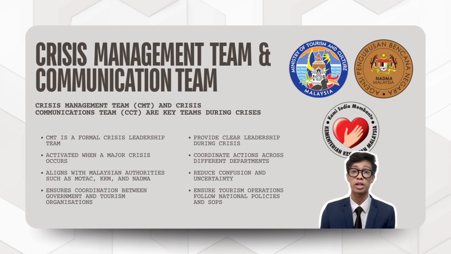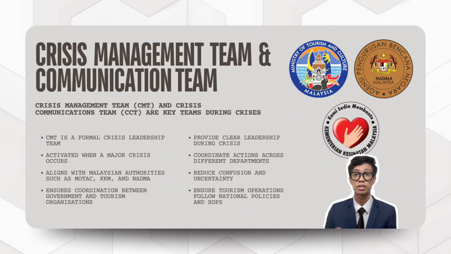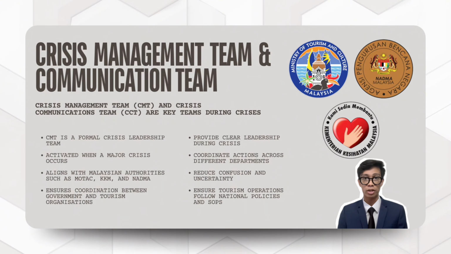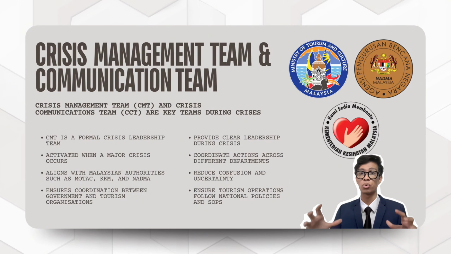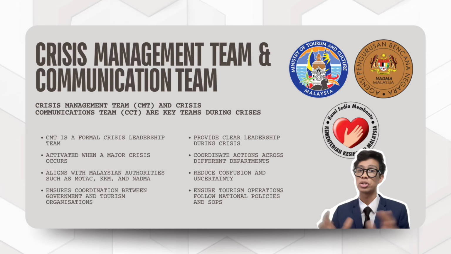Moving on to the next part, which explains the team structure. The crisis management team is a formal leadership group that is activated when a crisis occurs. In the Malaysian tourism context, the CMT must align with national crisis governance involving agencies such as the Ministry of Tourism, Arts and Culture, the Ministry of Health and the National Disaster Management Agency. During the COVID-19 pandemic, Malaysian tourism organizations depended heavily on structured crisis teams to adapt to changing SOPs, manage operational disruptions, and communicate clearly with tourists and stakeholders. This showed that a well-defined team structure is essential to ensure coordination, accountability, and fast decision-making during a crisis.